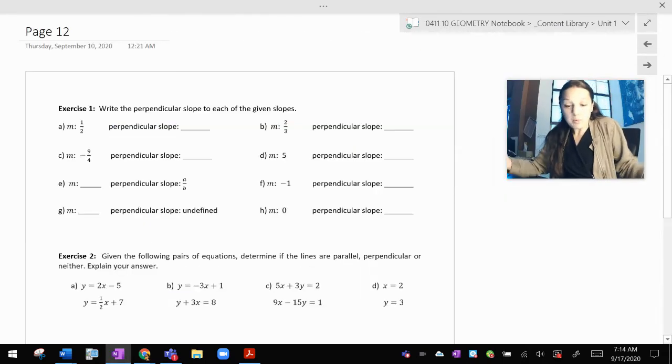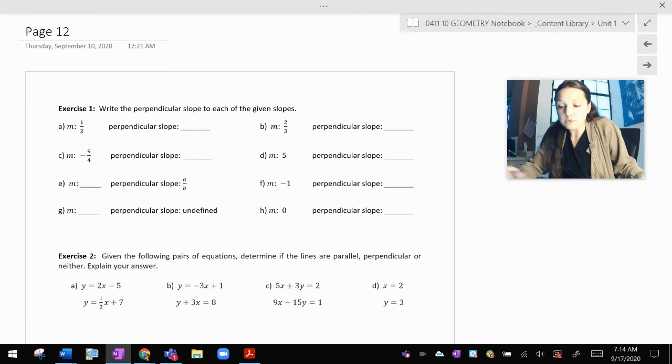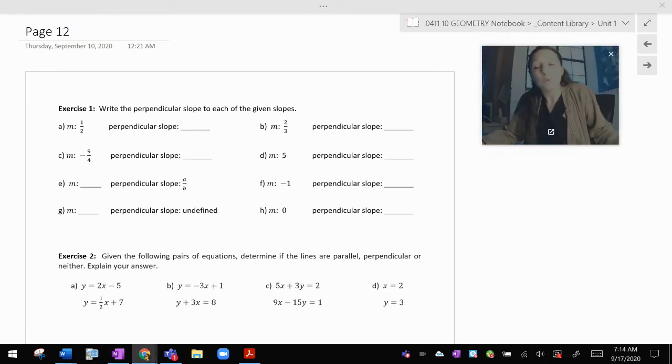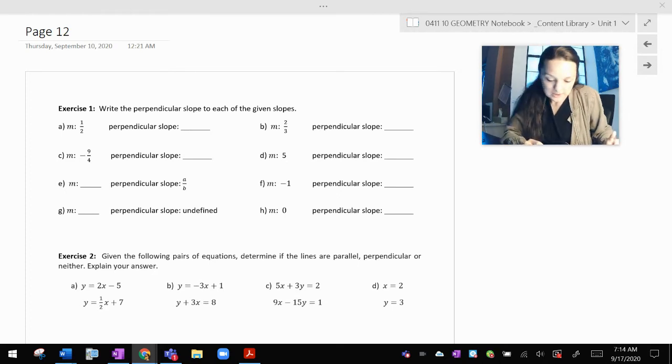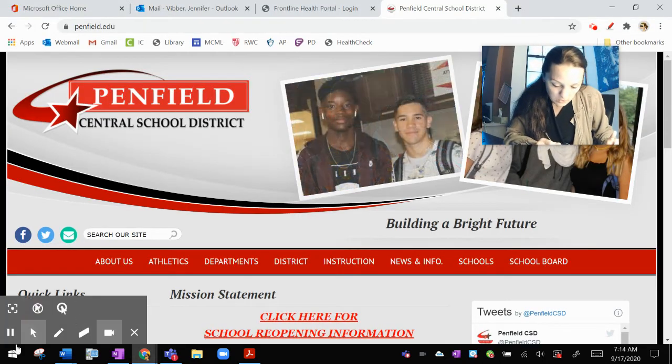Next, write the perpendicular slope to each of the slopes. Perpendicular slopes are opposite reciprocals. We've talked about that a couple days ago. So I want you to try this right now on your own. I'm going to pause the video. I'm going to write in the answers. And then when I unpause it, the answers will show up. So I want you to pause it. Take 90 seconds to jot down the opposite reciprocals for each of these, and then check yours against mine.